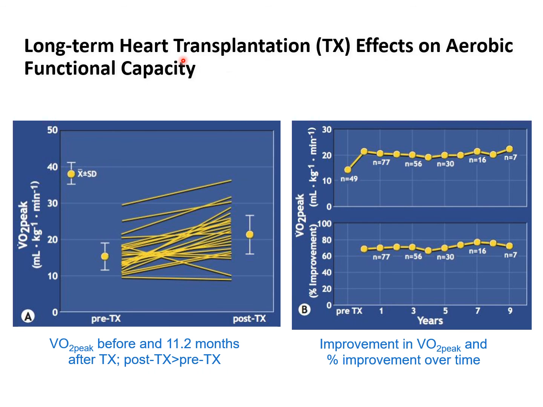So here's the long-term heart transplant effects on aerobic functional capacity. This first graph is the VO2 peak. Okay, so what's their capacity to change in their VO2 over the course of 11 months? Well, it's not a lot, right? You can see they improved a little bit, had a bit of a nice reaction to it, but overall, not a huge change in averages here.